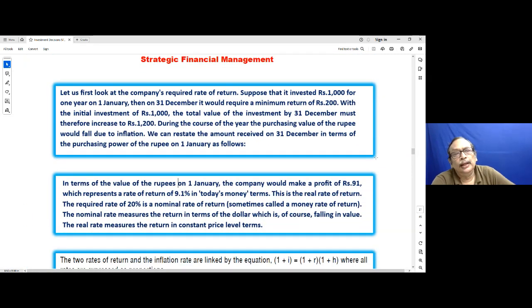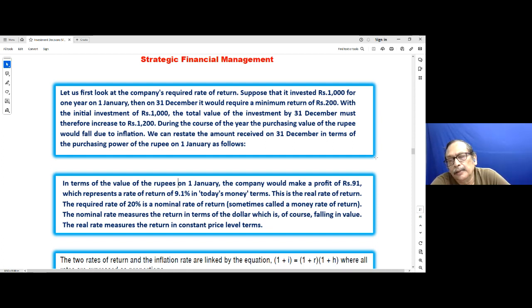Now, let us first look at the company's required rate of return. Suppose that it invested rupees 1,000 for 1 year on 1st January. Then on 31st December, it would require a minimum return of rupees 200, a 20% rate. With the initial investment of rupees 1,000, the total value of the investment by 31st December must therefore increase to rupees 1,200.